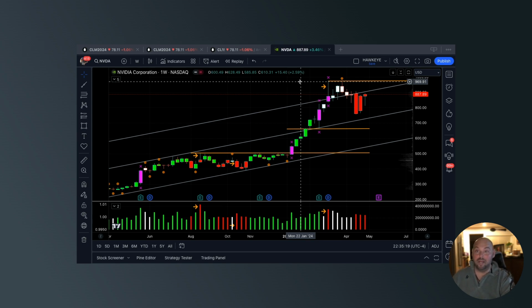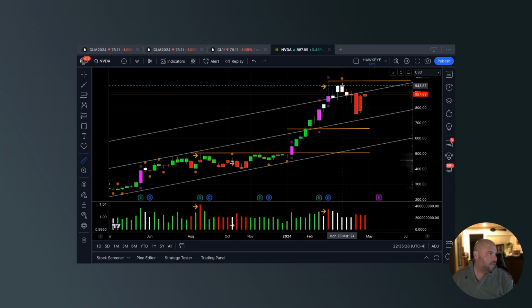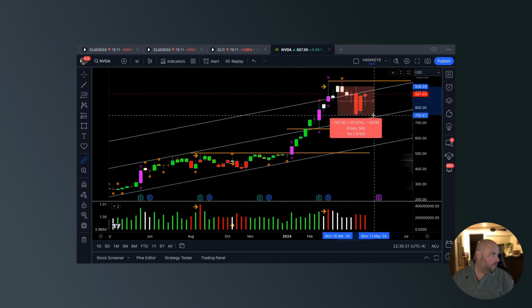Well, guess what happened? It fell back, right? Here's the retest, and there's an 18 plus 19% drop. Again, on a put option, you can make a lot of money. You can get a very large percentage return. Okay? All you have to do is be able to step back and take a look at what the market's telling you.